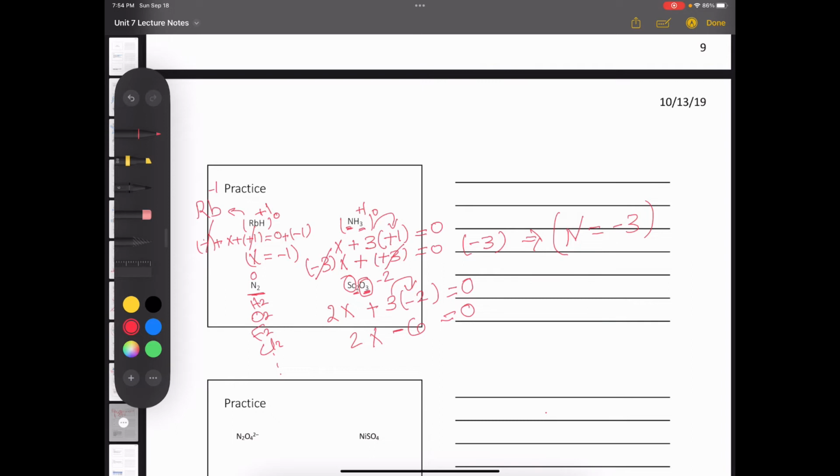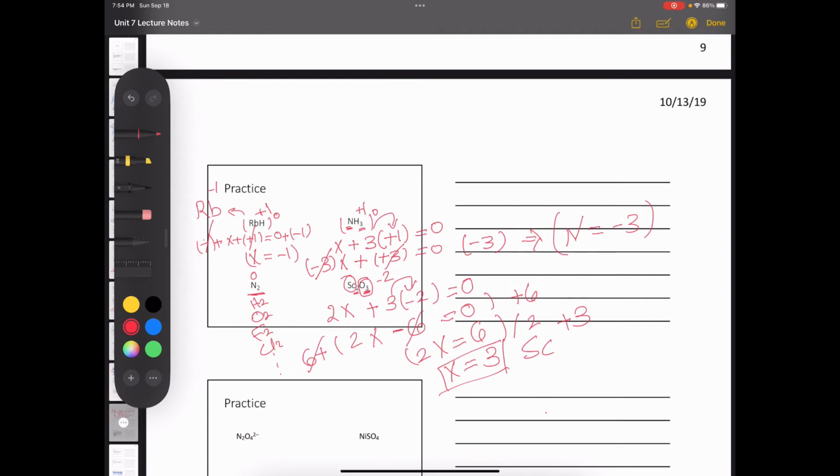So what I'm going to do is add a positive 6 on both sides of this equation. So the 6 is going to cancel out with the negative 6, and 2X will be equal to 6. And now I'm going to divide both sides by 2. So X will be equal to 3. So scandium's oxidation number is positive 3.